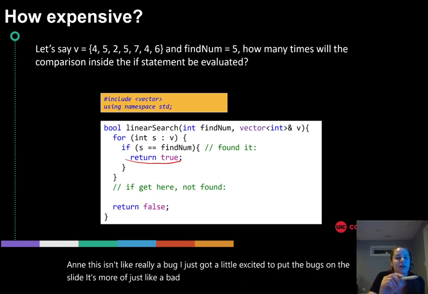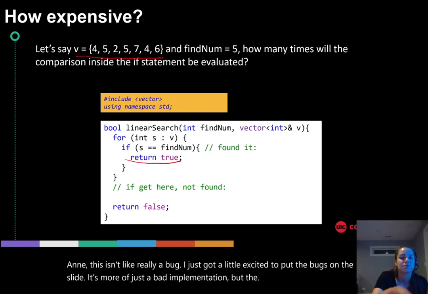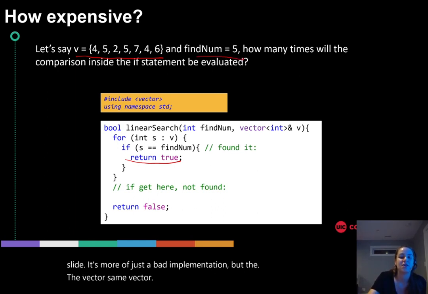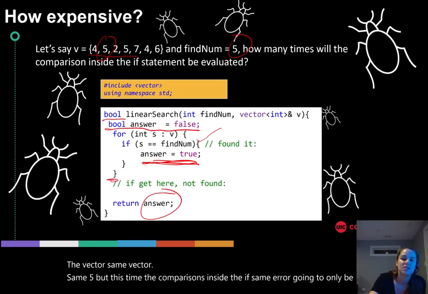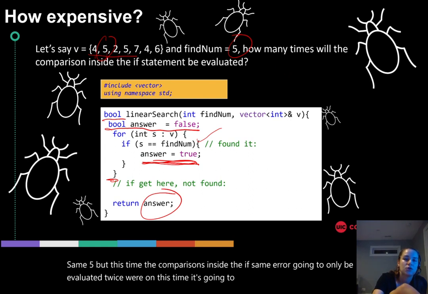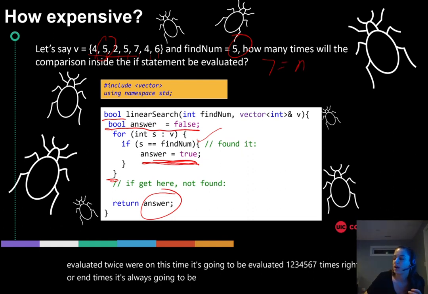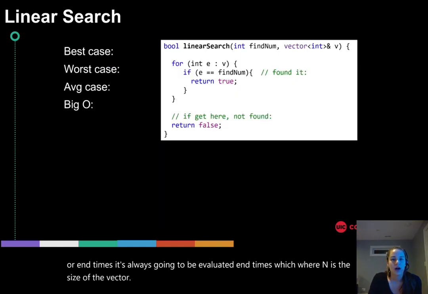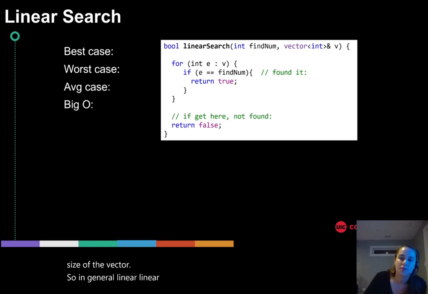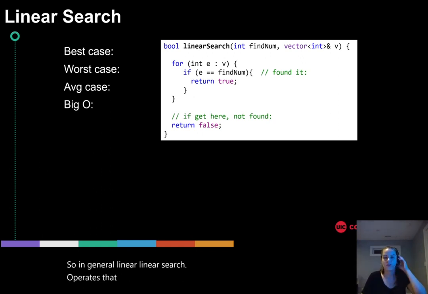With the same vector and the same 5, this time the comparison inside the if statement is only going to be evaluated twice, whereas before it was evaluated 1, 2, 3, 4, 5, 6, 7 times. Or n times. It's always going to be evaluated n times, where n is the size of the vector. So in general, linear search operates that way.